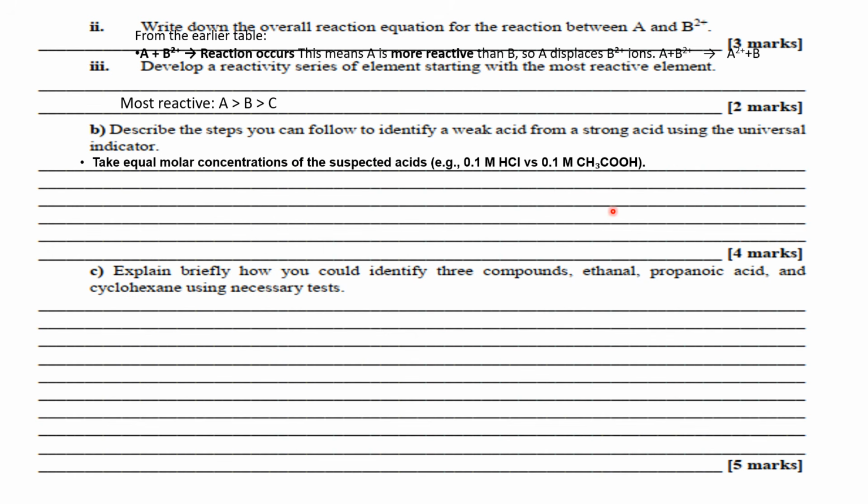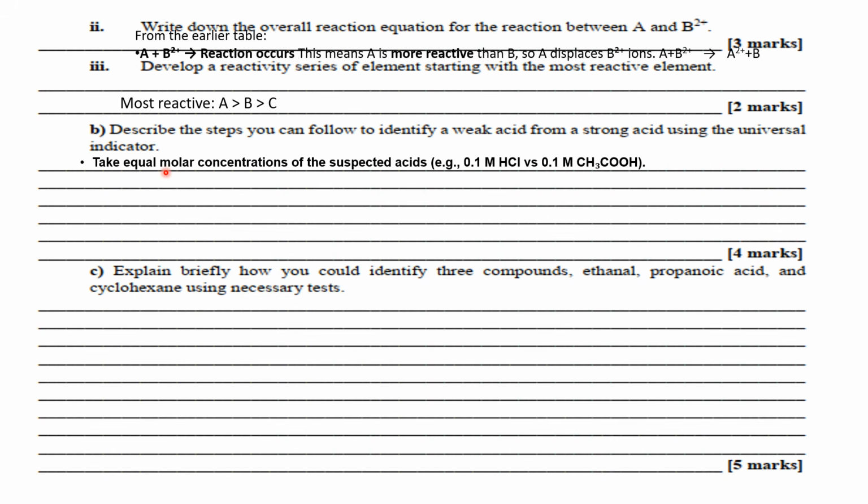So the steps for max marks: take equal molar concentrations of the suspected acids, two acids. You can take 0.1 molar hydrochloric acid, which is a strong acid by theory, and 0.1 molar acetic acid, which by theory again is a weak acid. You can take any of the strong acid and weak acid that you know.